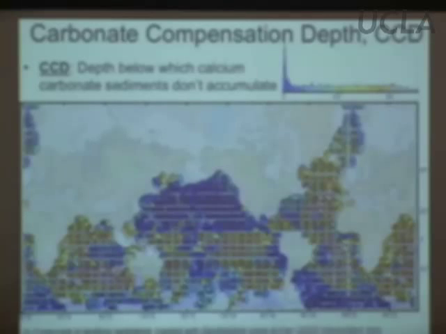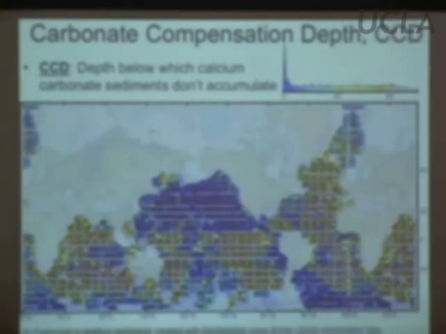And there's kind of a depth, which varies somewhat from place to place, but is roughly 4 or 5 kilometers deep on average. Below that depth, calcium carbonate skeletons don't accumulate. You don't get calcium carbonate-rich sediments. Above that depth, you can. And since mid-ocean ridges are typically 2.5 or 3 kilometers deep, that's above this calcite compensation depth, this calcium carbonate compensation depth. And so materials can accumulate there without dissolving.